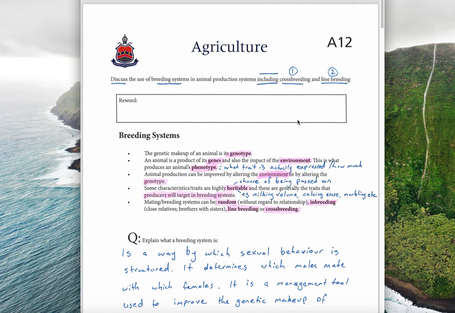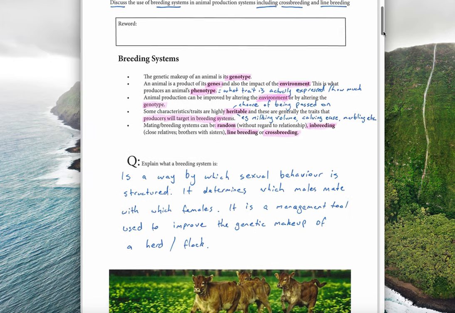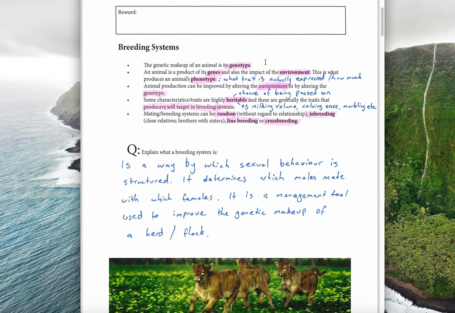So first of all, it's important that we understand what a breeding system is, and let's have a look at a couple of terms we need to know. If you are doing biology, you might know these already, but the actual genes that an animal has are known as its genotype. These are the genes that an animal gets from their parents. They get half from their mother and half from their father, and that describes their genotype.